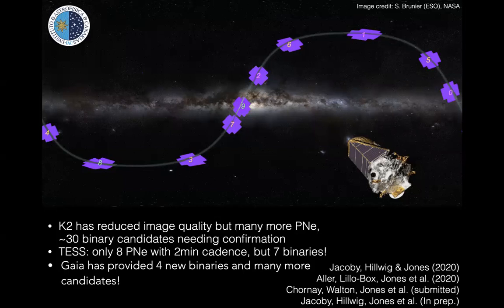TESS, from the first data release of TESS, there were 8 planetary nebulae that were observed with 2-minute cadence, and 7 of those were binary. So again, a huge, high fraction, low number statistics, but a high fraction. And that was work actually done by Alba Ayer at the CAB. And we hope that with the rest of the TESS data there will be even more. And indeed, Gaia has already confirmed 4 new binaries and a lot more candidates, even though Gaia is not strictly a photometric variability survey. So there's hope that we'll be able to really show this missing population of low amplitude binaries.